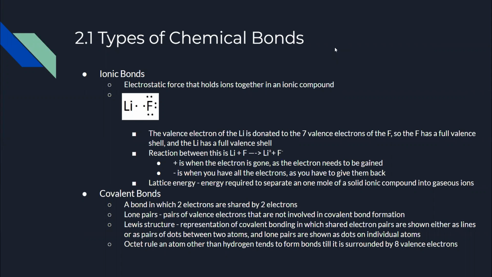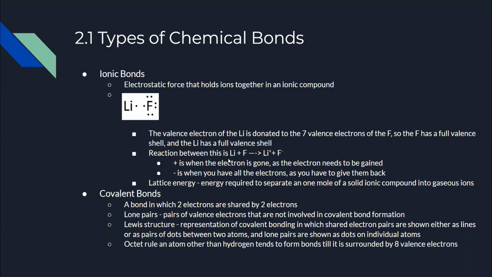An ionic bond is basically an electrostatic force that holds ions together in an ionic compound. Here you have LiF. The valence electron of the lithium, which is shown over here, is donated to the 7 valence electrons of the F, the fluoride. So the F has a full valence electron shell, and the lithium has a full valence electron shell.